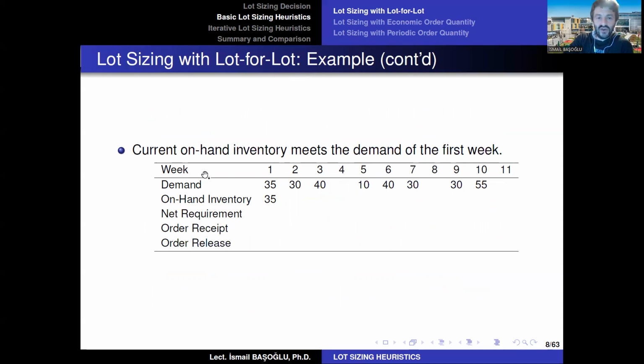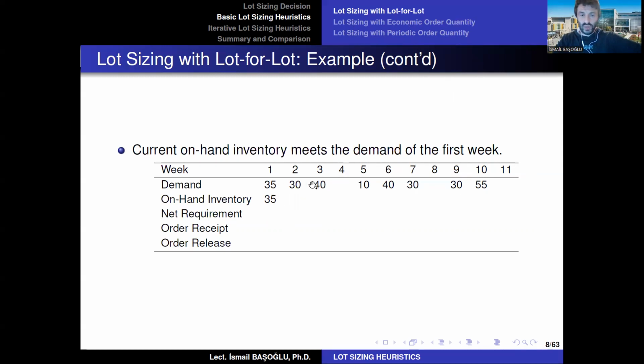Okay, so we have a table on the top of which we have the names of the weeks in the planning horizon, and we are also adding 1 week here. I'm going to explain why we add this 1 week when we are solving this problem using the economic order quantity approach for lot sizing. For other approaches, actually, we do not need to add this 11th week, but for the second heuristic that we are going to study, it is necessary. Now, the on-hand inventory in the beginning of the planning horizon is 35.